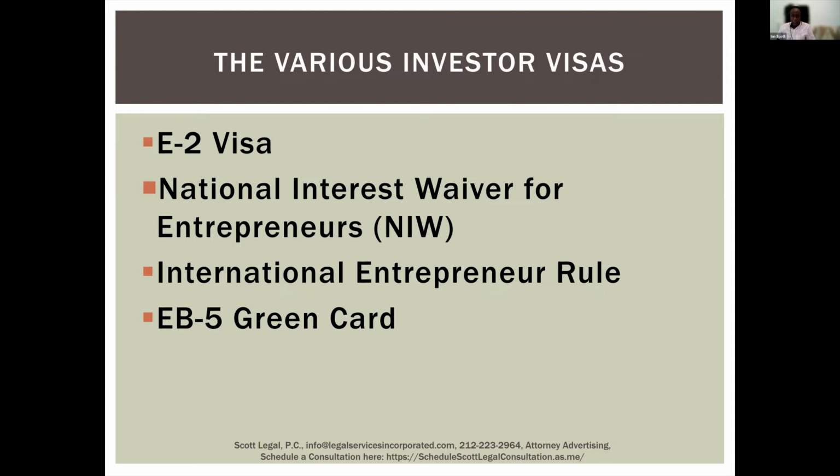3 of the 4 are very, very active: the E-2 visa, the National Interest Waiver for entrepreneurs, and the EB-5 green card. Unfortunately, we haven't seen much traction in the International Entrepreneur Rule as yet, even though it's a pronouncement that has been out for quite some time. It hasn't been utilized very much, but perhaps that traction will pick up in the upcoming years.